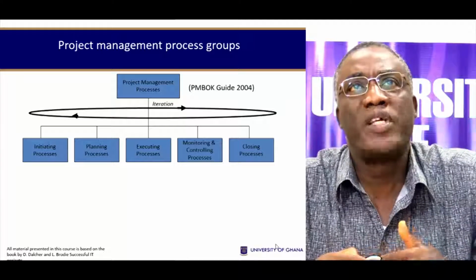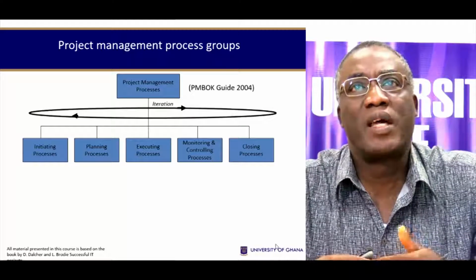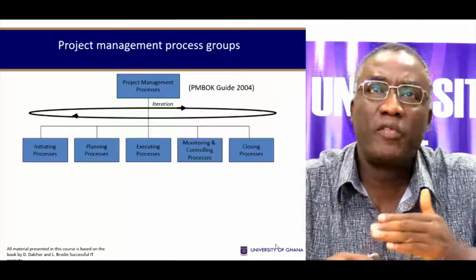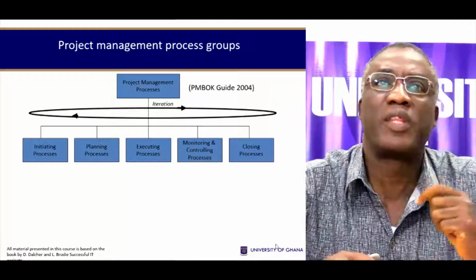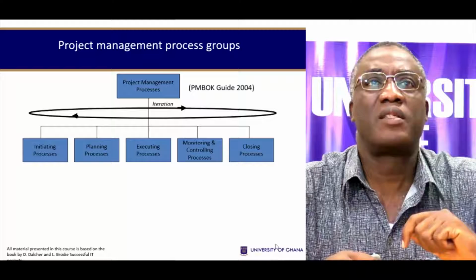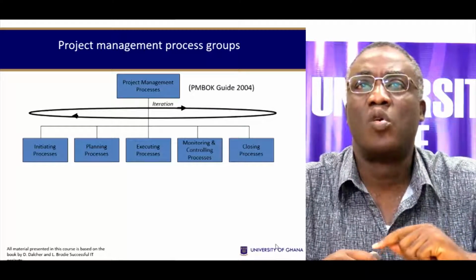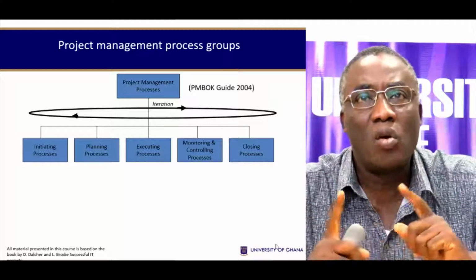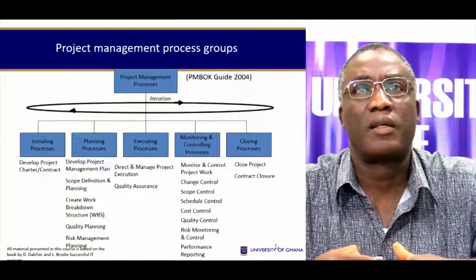What are the project management process groups? So there are a number of process groups that are involved in project management. If you take the project management processes, which is an iterative thing, then you have initiating processes, planning processes, executing processes, monitoring and control processes, and closing processes. And all these five processes are iterative in nature.